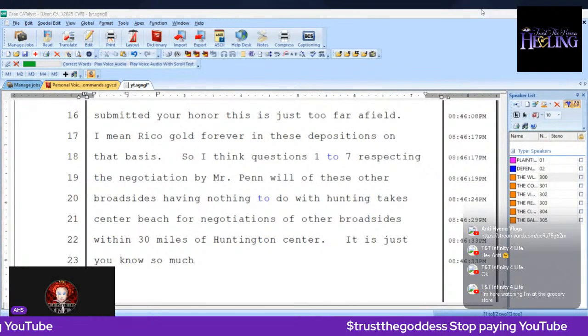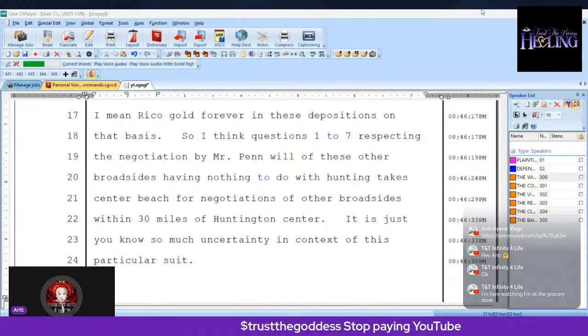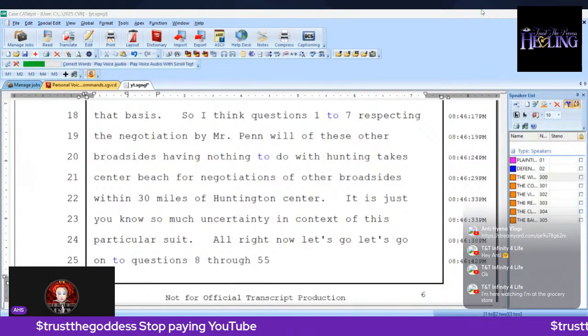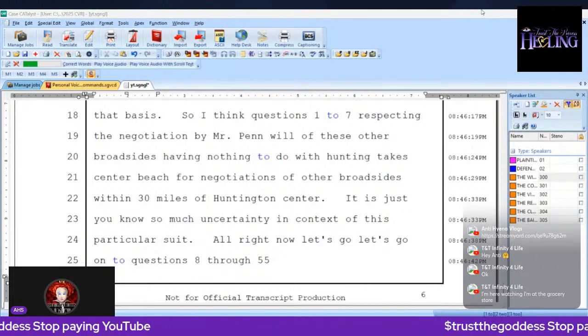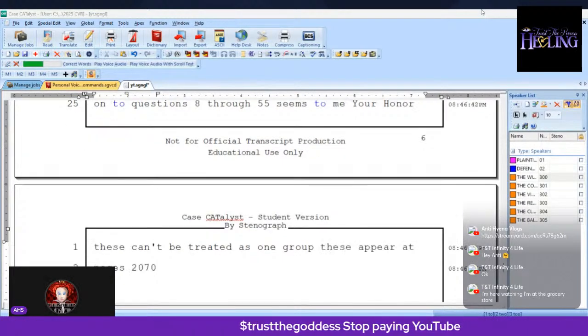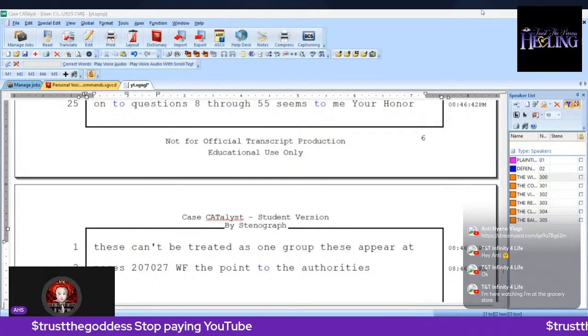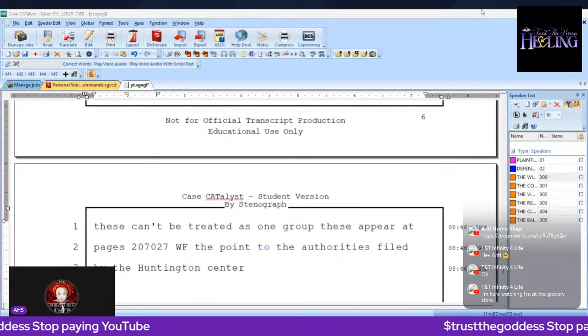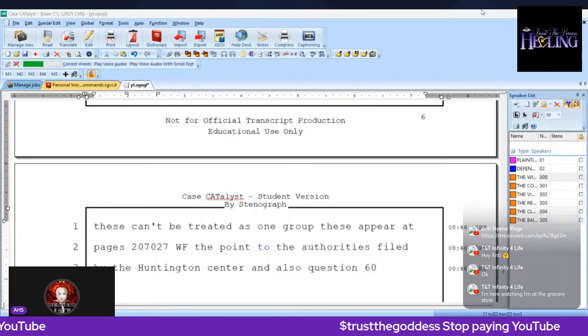All right, now let's go on to the questions 8 through 55. It seems to me, Your Honor, these can't be treated as one group. These appear at pages 27A to 27W of the points and authorities filed by the Huntington Center, and then also question 60, which is on page 30A, I think, belongs in this group.